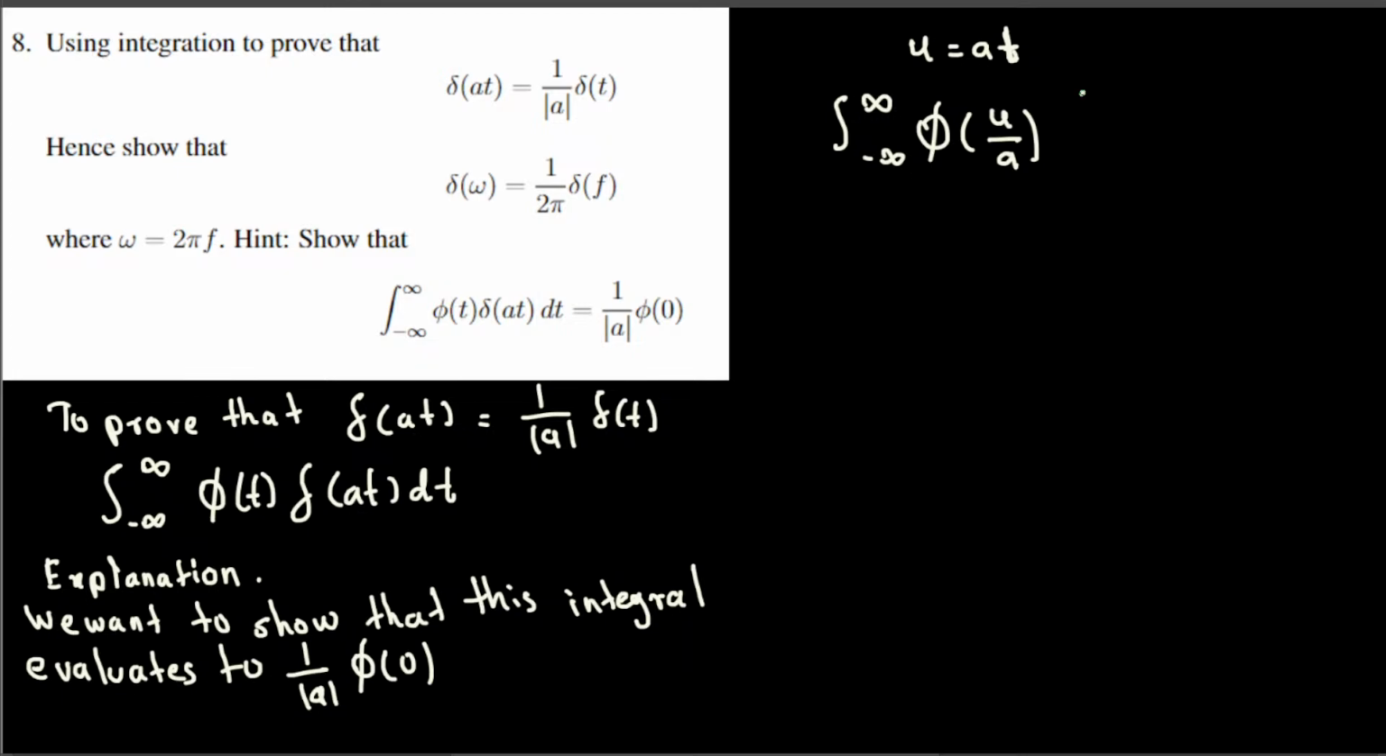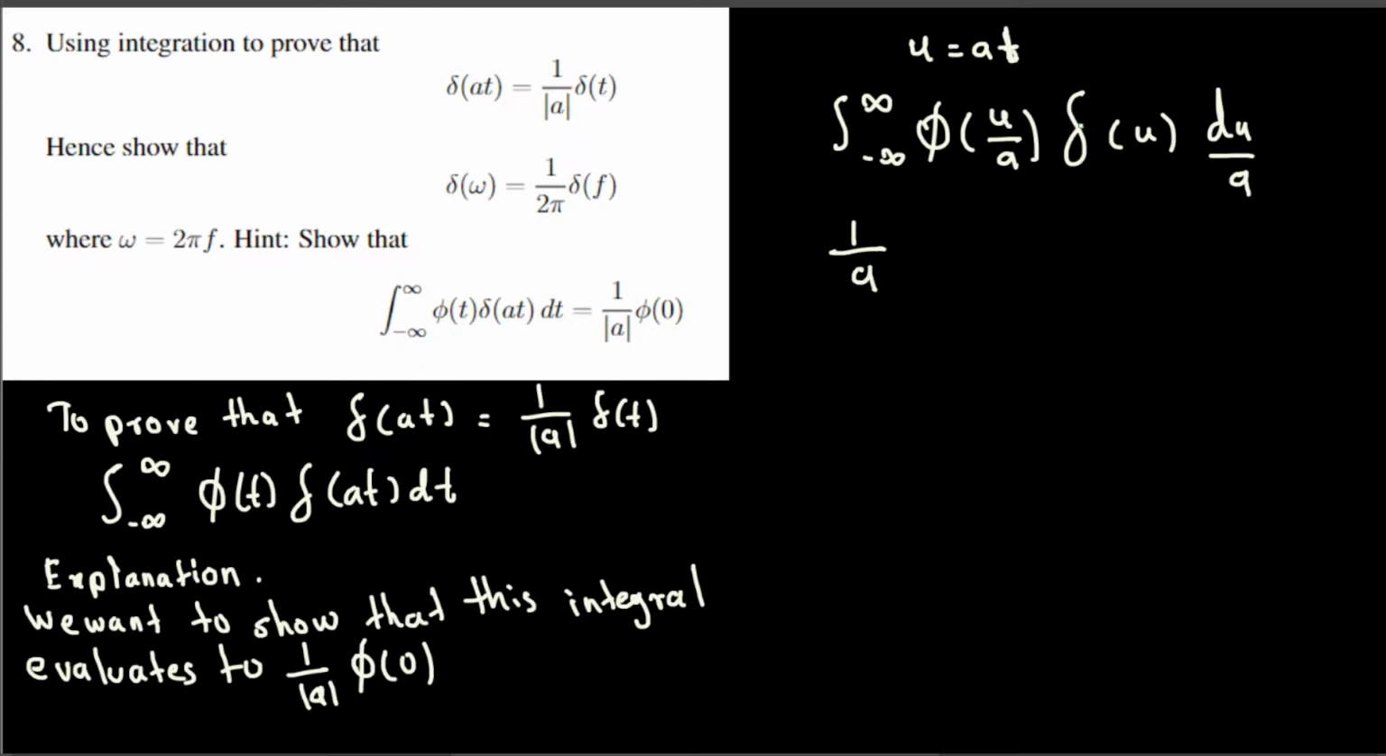and then delta of, instead of at, you can just put u right here, because at is equal to u, and then instead of dt we are going to put du by a. Since we are integrating with respect to u, anything except u is going to be a constant, so this a we can move in front of the integral sign, 1 over a.